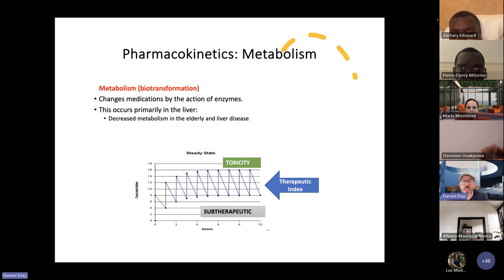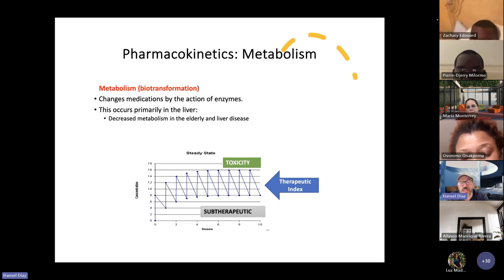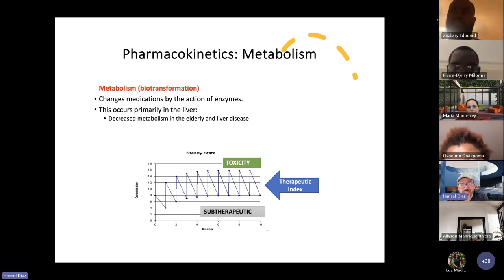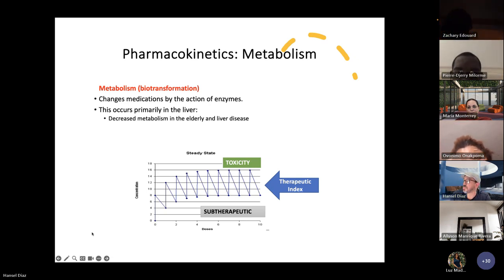And then there are some medications which are narrow therapeutic, meaning if you go too high, it's toxic. If you go too low, it's not therapeutic enough. And you have steady state medications. Some medications are steady state. They have no half-life. Whatever you get is what you get out.